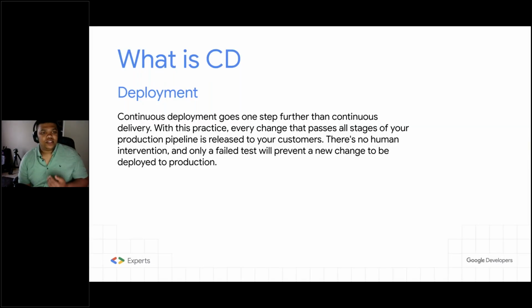But continuous deployment is pretty much exactly the same as delivery, just with the practice that everything is automated. Everything is automated all the way to production, and there's no human interaction or intervention in this specific process of a CI/CD pipeline. And the only thing that can prevent changes from actually going out to your users or your customers is pretty much a failing test at some point.